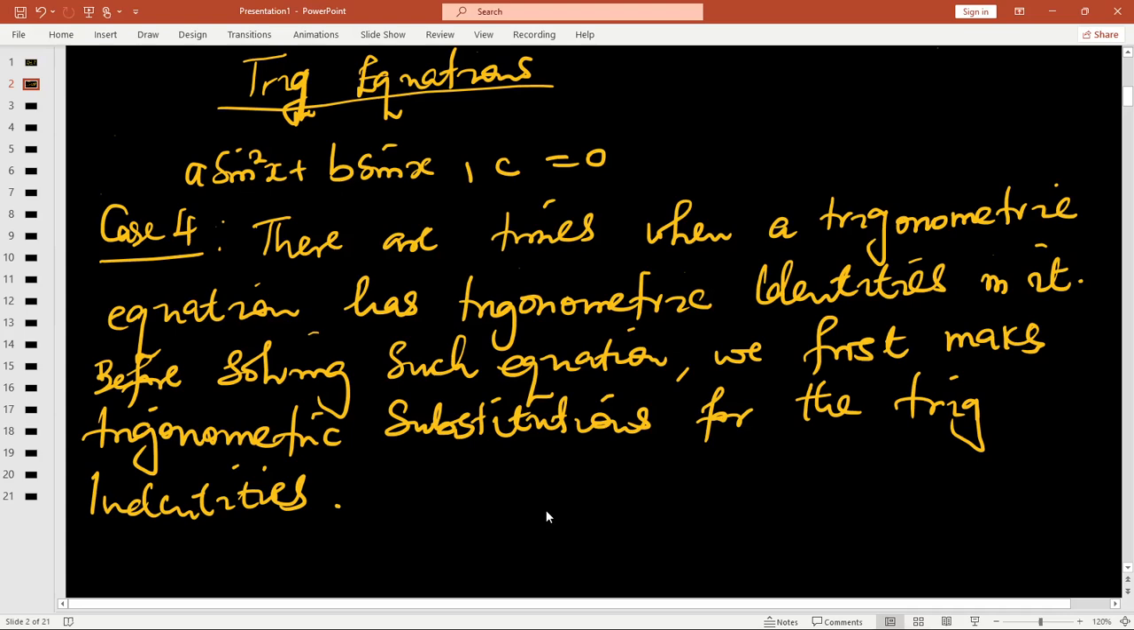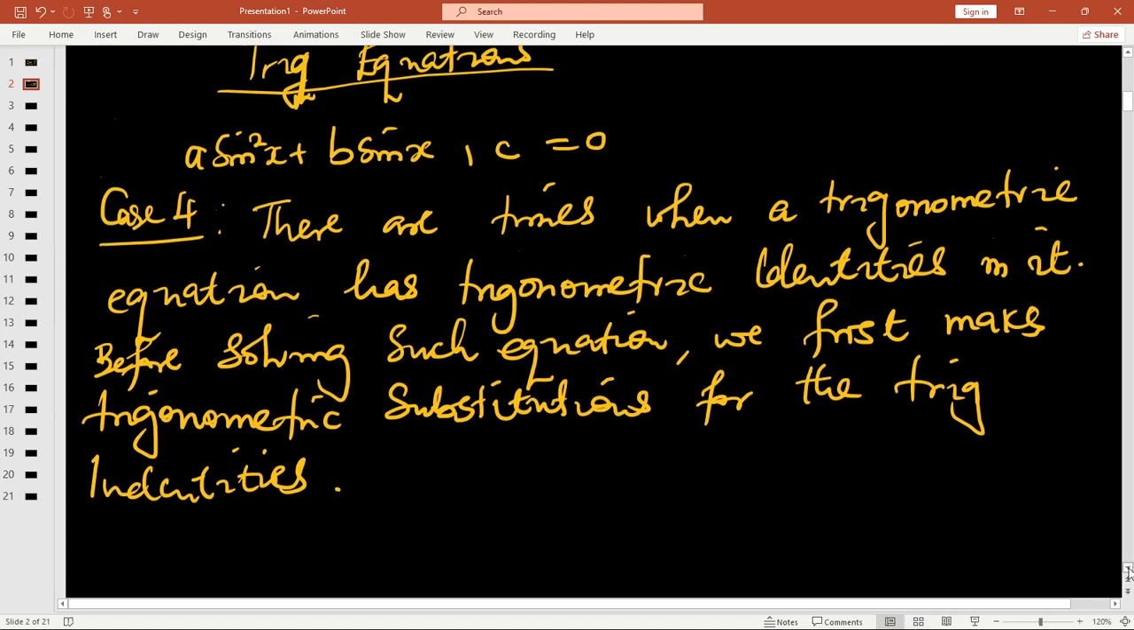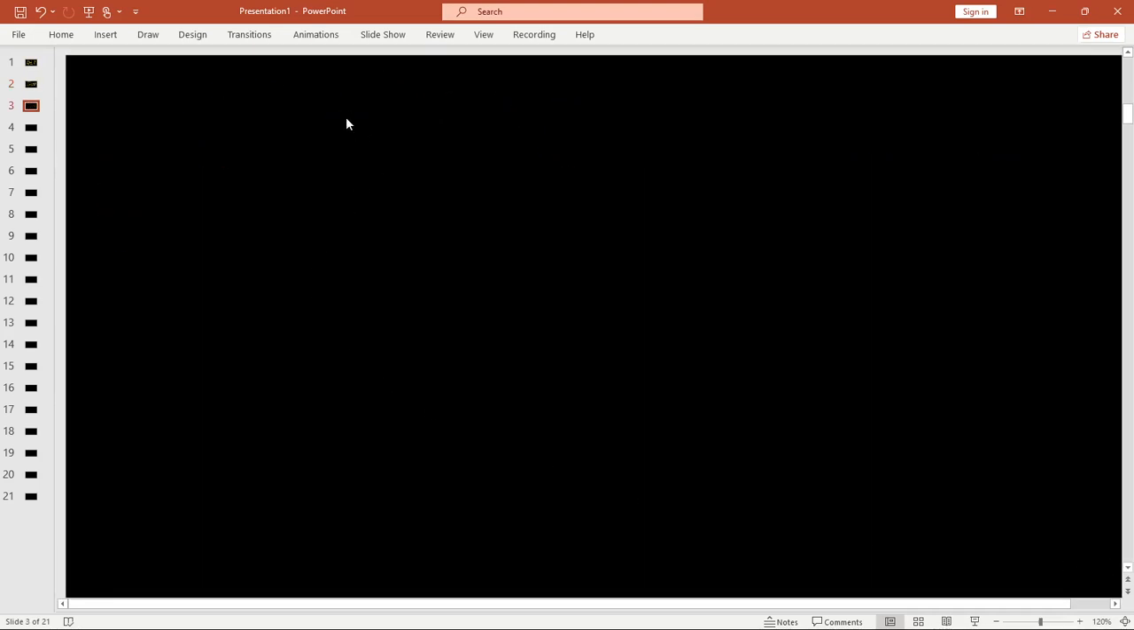Okay, so now let's look at examples. Let me just go to the next page here. So the examples that are here are going to follow the cases as they were presented. We had case number 1, case number 2, case number 3, 4, and they ended on 4. So I'll do 2 examples on case number 1, 2 examples on case number 2, 2 examples on case number 3, then 2 examples on case number 4, and then we can end our lesson there on trigonometric equations.